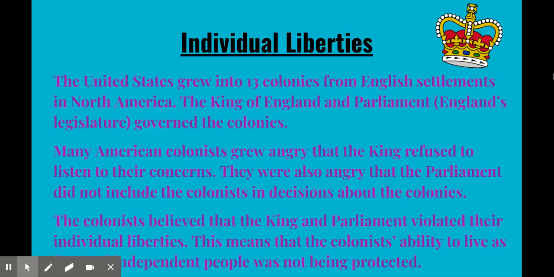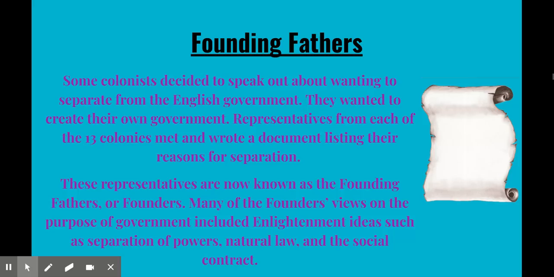The United States grew into 13 colonies from English settlements in North America. The King of England and Parliament governed the colonies. The colonists believed that the kings and Parliament violated their individual liberties. This means that the colonists' ability to live as free and independent people was not being protected. Some colonists decided to speak out about wanting to separate from the English government. They wanted to create their own government.